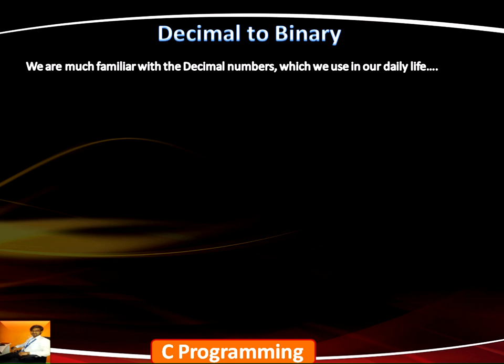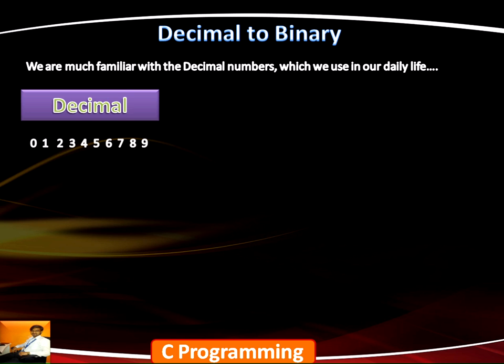We are very familiar with the decimal numbers that we use in our daily life, in the form of numbers, currency, everything. Decimal values use 10 digits, and using these 10 symbols we can form 1 digit value, 2 digit value, 3 digit, and so on. Every position of the digit of a number has a place value. That is, the rightmost digit has the ones place, that is 10 power 0.